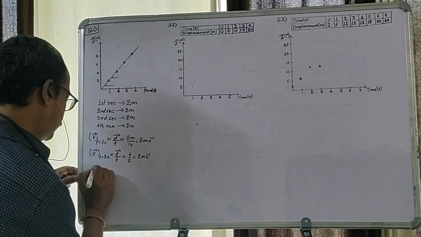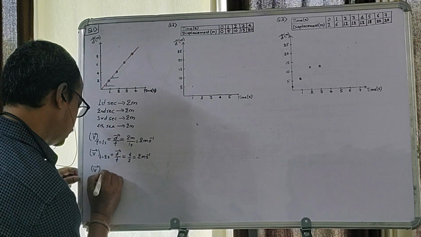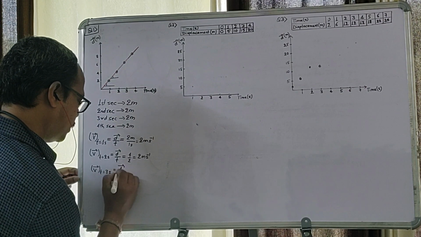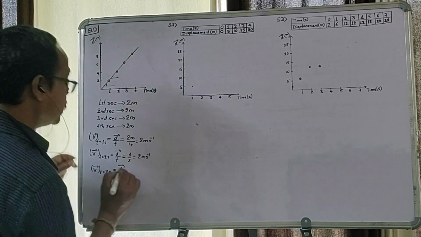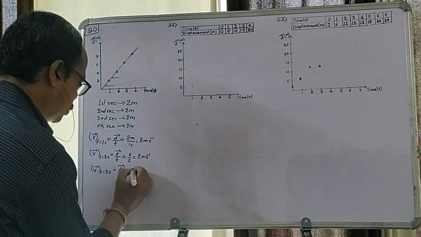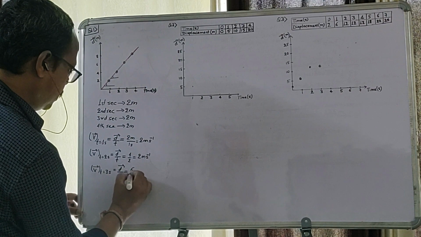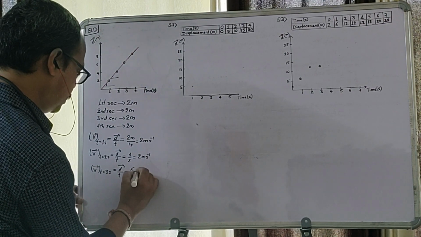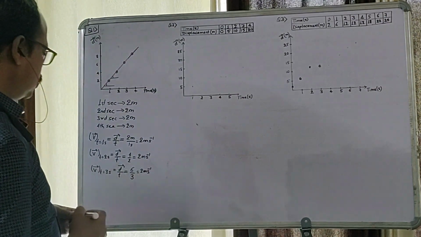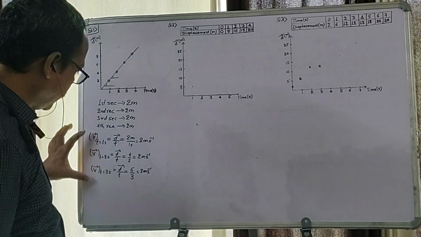Thirdly, it is asking to calculate the velocity at the completion of 3 seconds, t equal to 3 seconds. Again, you can calculate in the same way, d by t. The displacement made in 3 seconds as per the graph is 6 meter, so 6 meter by 3 gives you 2 meter per second. So at the completion of the first second, second second, and third second, the velocity is the same.